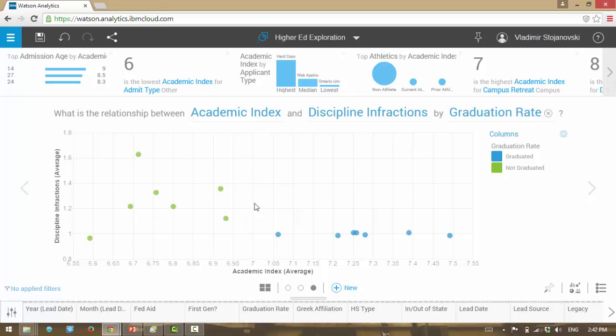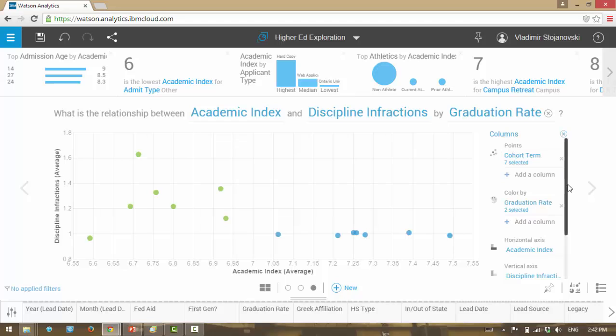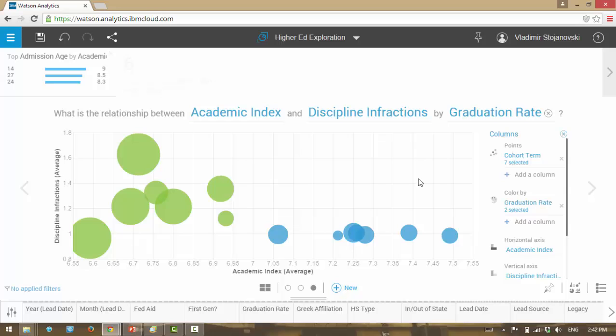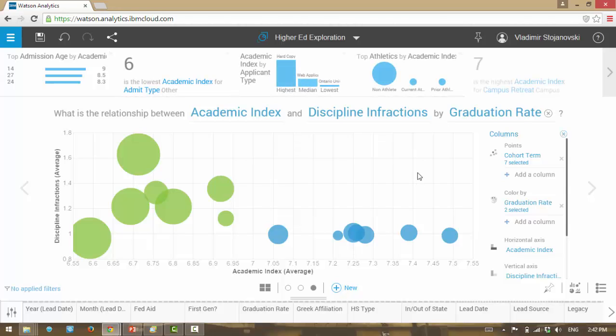What about admission age? Let's take a look at how admission age fits into this picture. And now the size of the bubble is the age of the student. The larger the bubble, the older the student. What we find here is that older students tend to have a lower academic index, higher number of discipline infractions, and are less likely to graduate. So I find this chart to be quite informative.